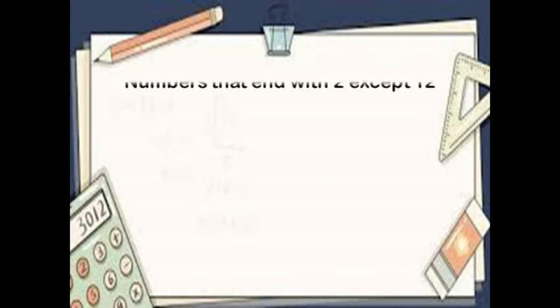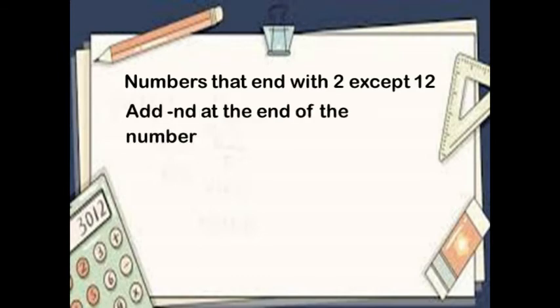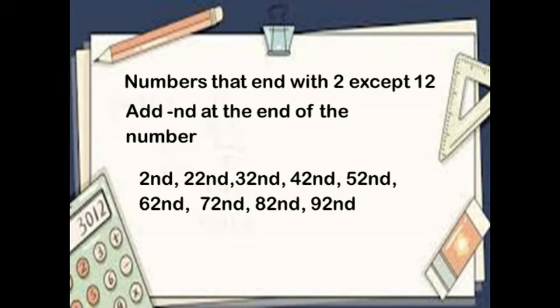Next one, numbers that end with 2 except for 12, we add the suffix nd at the end of the number. Example, we have here second, 22nd, 32nd, 42nd, 52nd, and so on. Again, every number that ends with 2, we add the suffix nd except for 12.